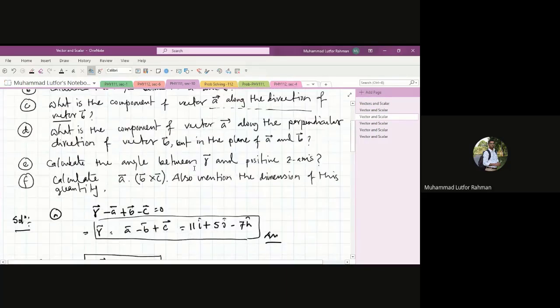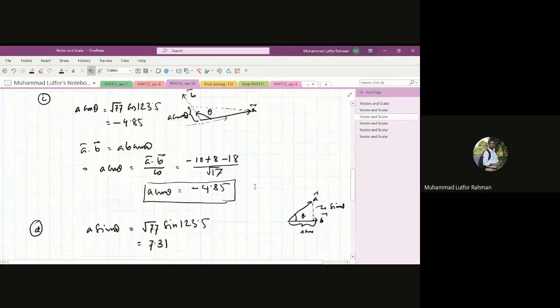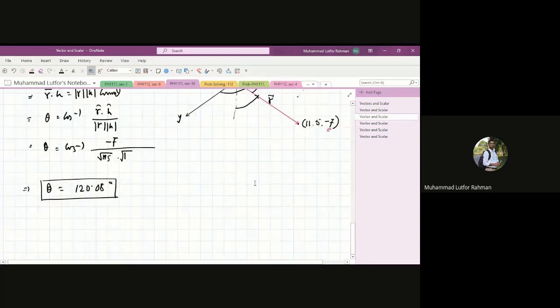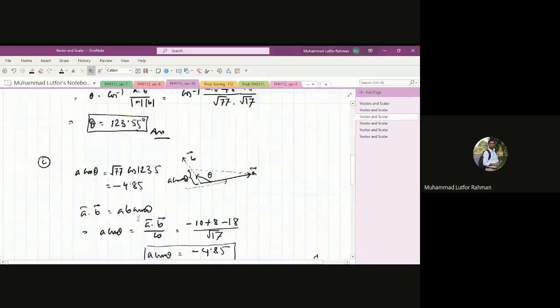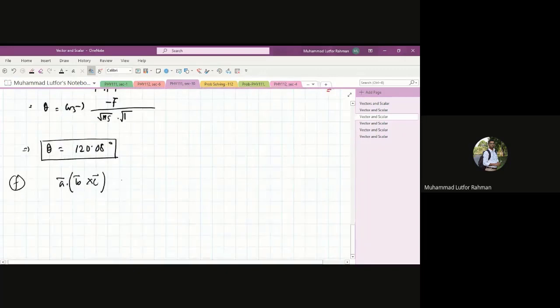Okay, fine. Let's go for the next one. Calculate A dot B cross C. Also mention the dimension of this quantity. So if they ask me to calculate A dot B cross C, what would that be? First I'm going to find the B cross C, then I'll find A dot that.